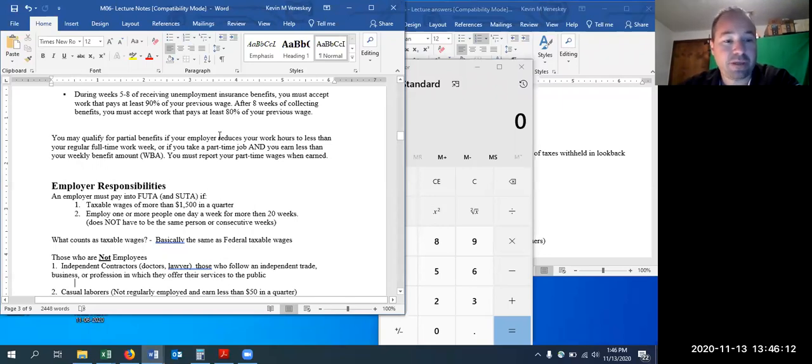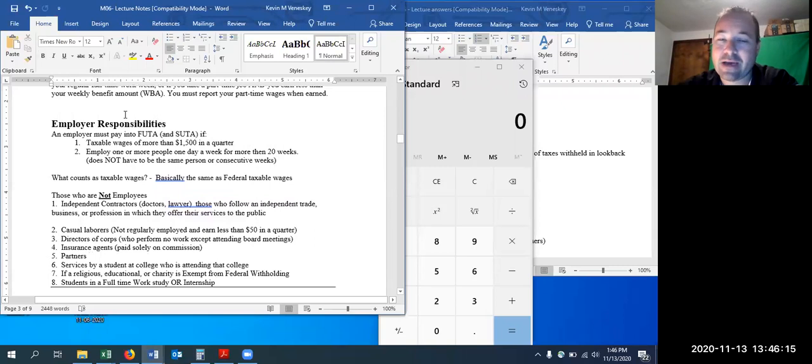Okay, employer responsibilities. Basically, if you have any employees, you're going to pay into FUTA. And these are the two criteria. You're going to pay into FUTA and SUTA. Taxable wages: if you have taxable wages to an employee or any employees of $1,500 or more in a quarter, so that's a pretty low amount. Or if you employ one or more people a day, a week for more than 20 weeks. It doesn't even have to be the same person. So one person once a week for at least 20 weeks, you are required then to fill out FUTA paperwork.